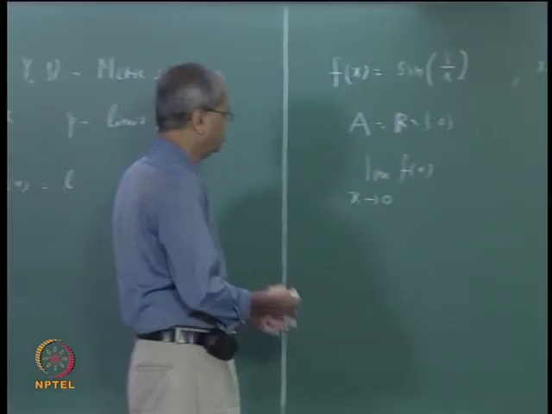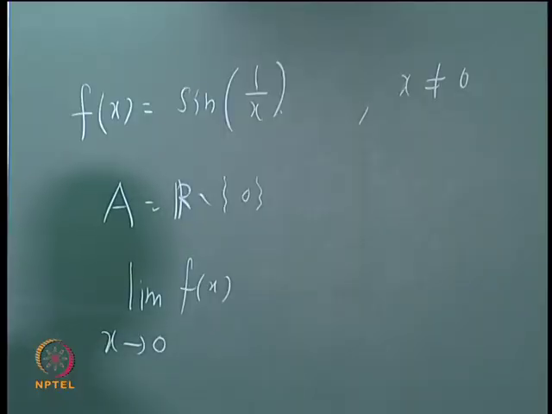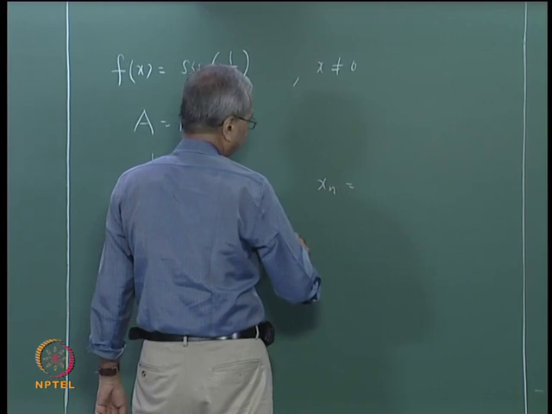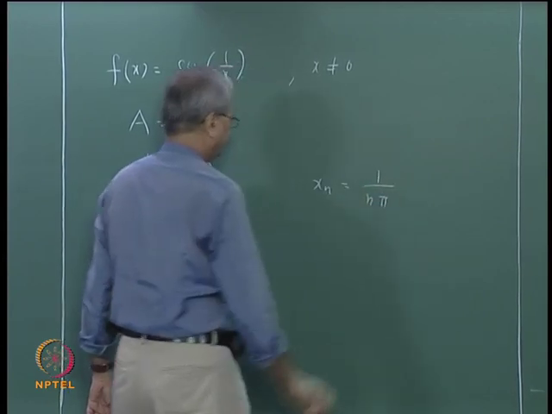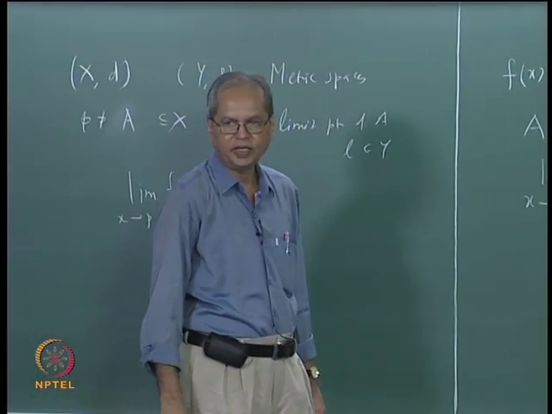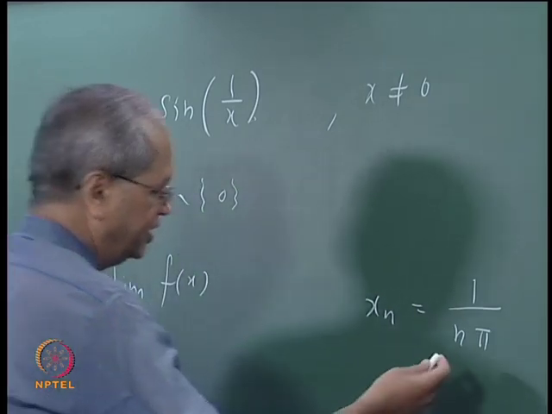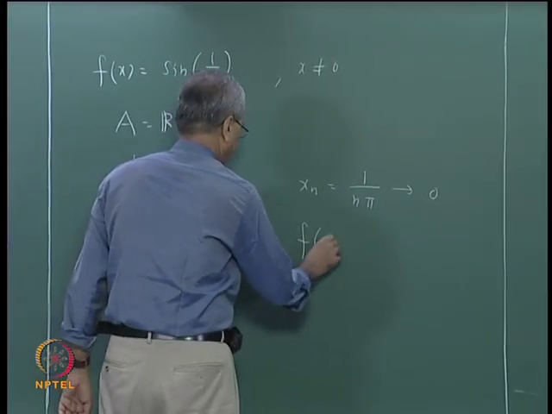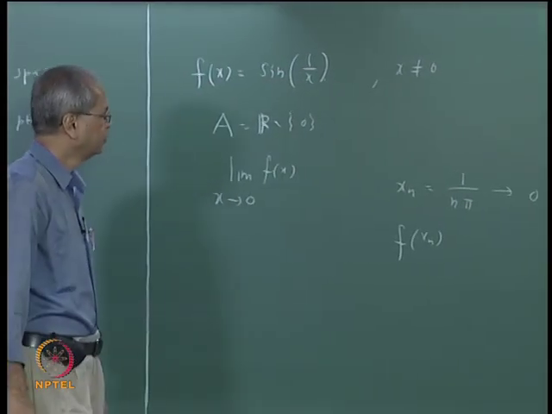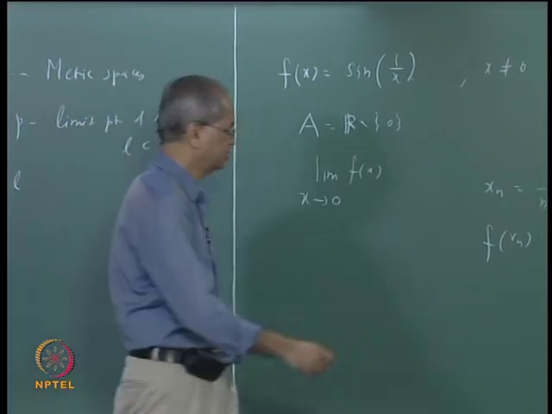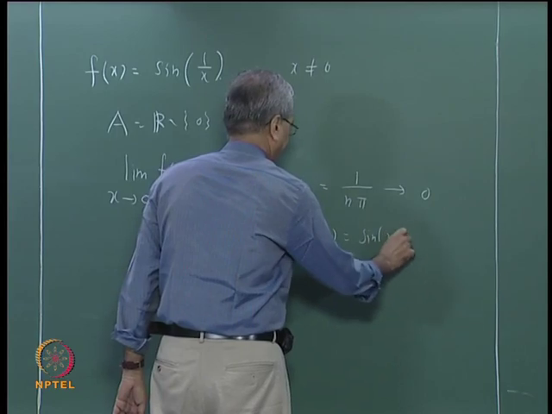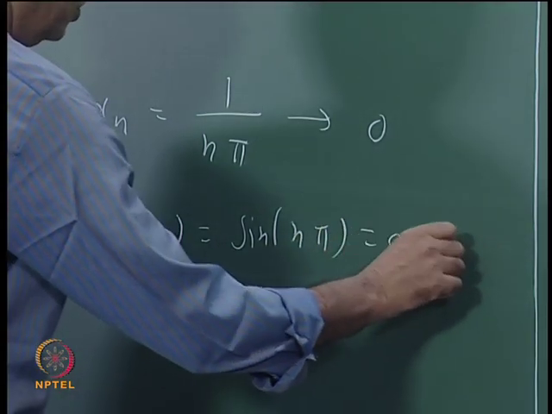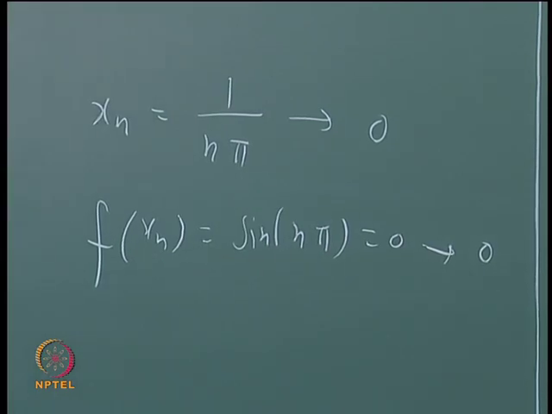To show that the limit doesn't exist, one can look at sequences. Let us take the sequence x_n equal to 1/(n pi). Then x_n tends to 0. What is f(x_n)? It is sin(n pi), which for every n is 0, so it is a constant sequence 0, and this tends to 0. That is fine.